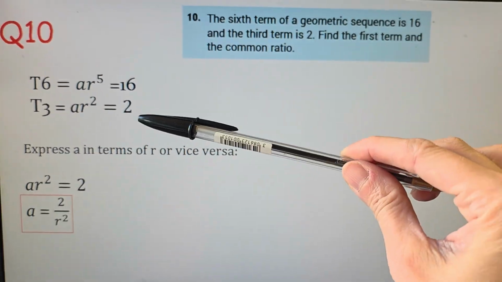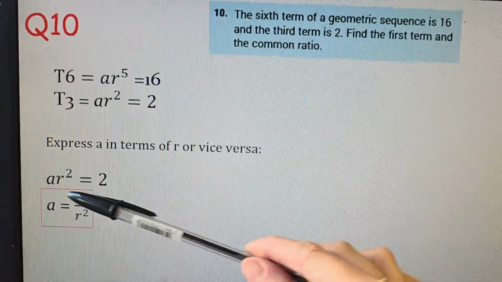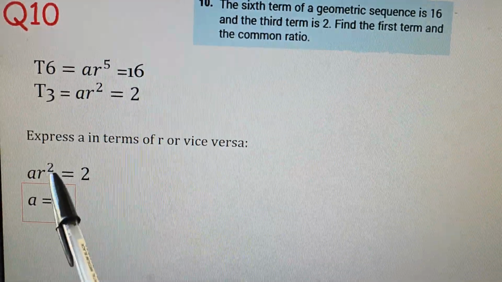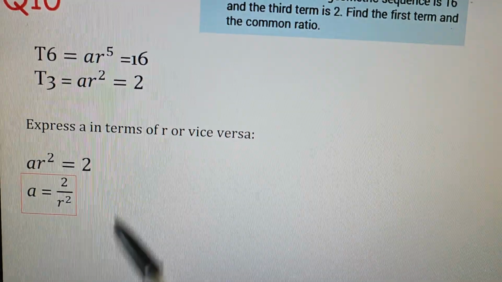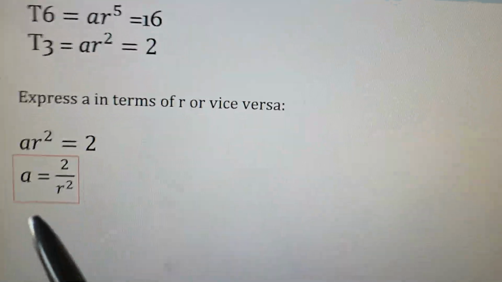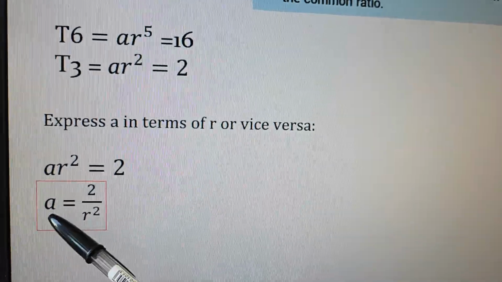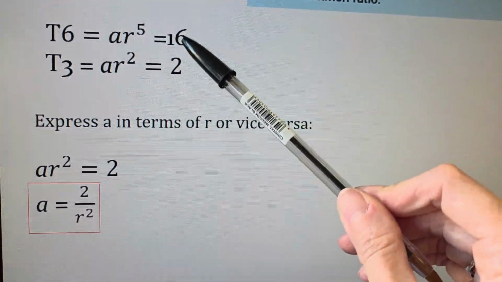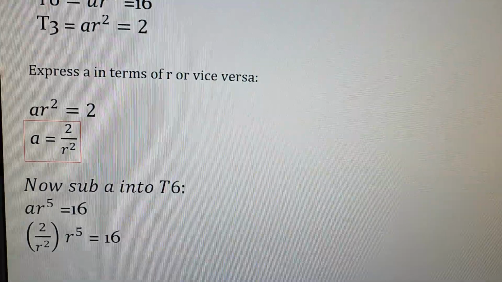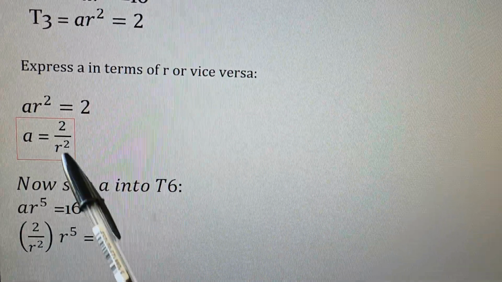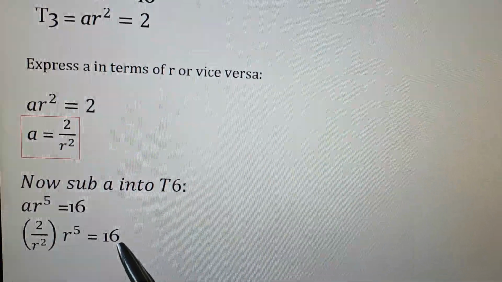If I work with equation 2, or you could work with equation 1, it doesn't really matter, but I worked with equation 2, AR squared equal to 2, divide across by R squared to get A on its own, and then put a box around that. So I've now expressed A in terms of R, which means I can now sub my value for A back into the other equation. So AR to the power of 5. Where you have an A, replace it with what you said A was. Okay, and all of that's equal to 16.